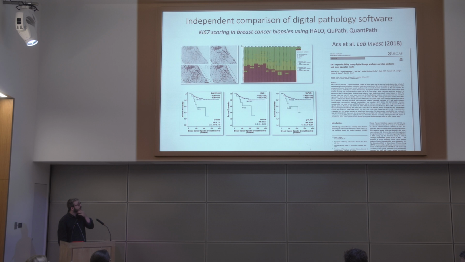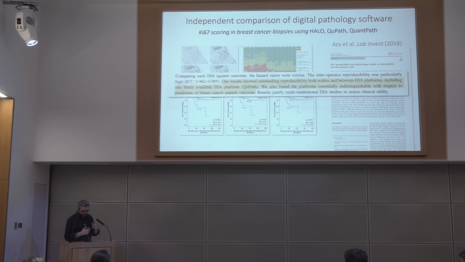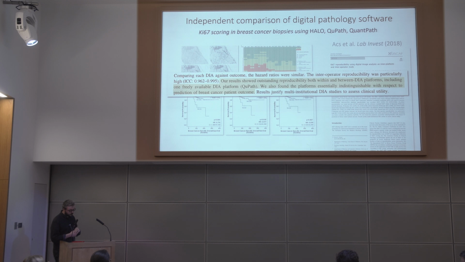But one of the publications that particularly caught my eye was one from Professor David Rimm's lab at Yale, where they independently looked at it, and I didn't know they were doing this until after the work was done. They showed that in comparison with some commercial platforms, which are rather more expensive, they could score Ki-67 in breast cancer using QuPath. Their conclusion was that there was outstanding reproducibility between the image analysis platforms, including QuPath. And they were essentially indistinguishable with respect to prediction of breast cancer patient outcome.